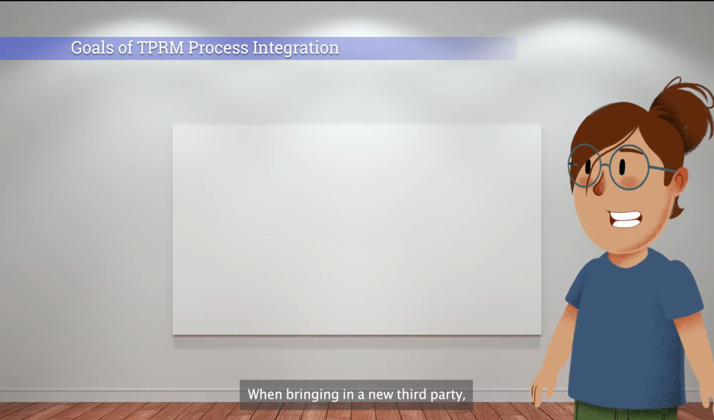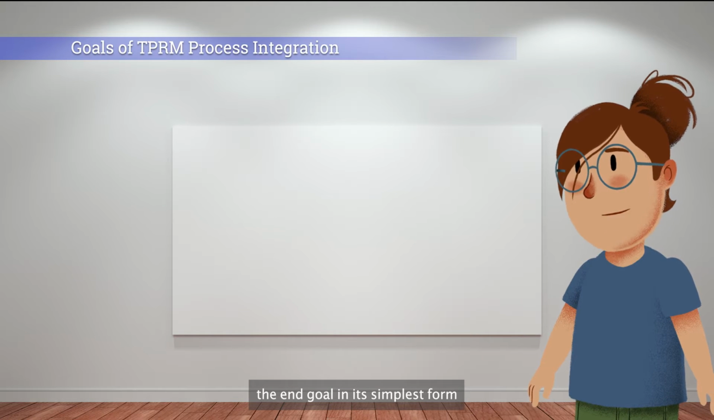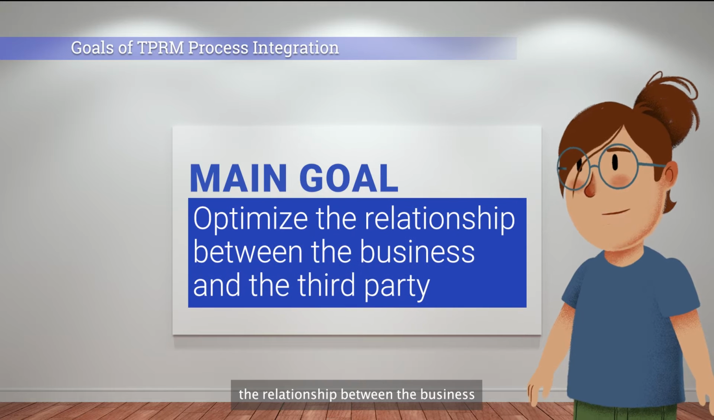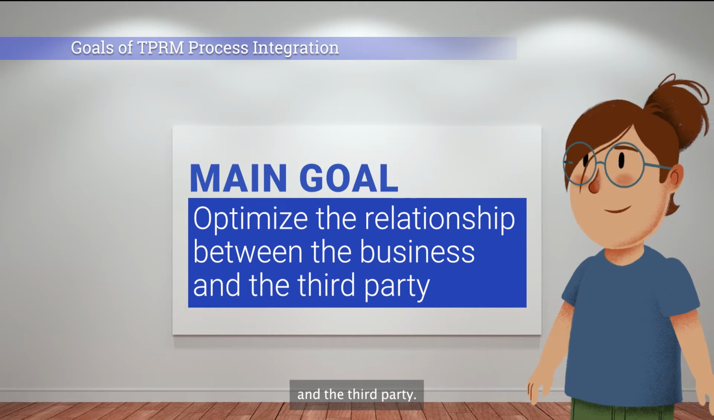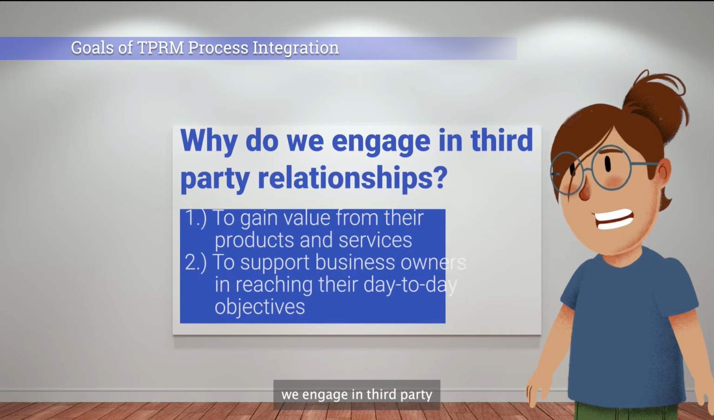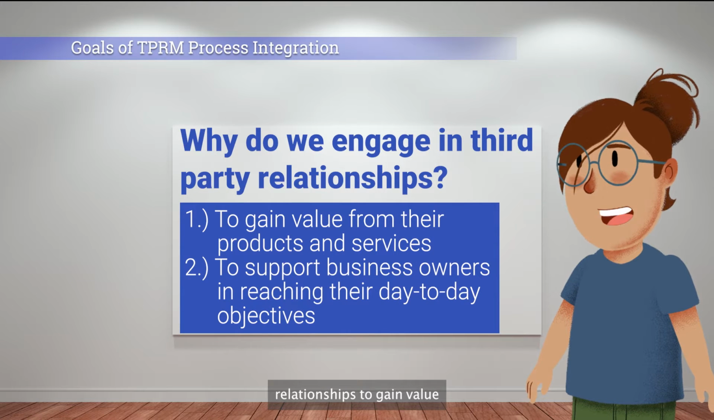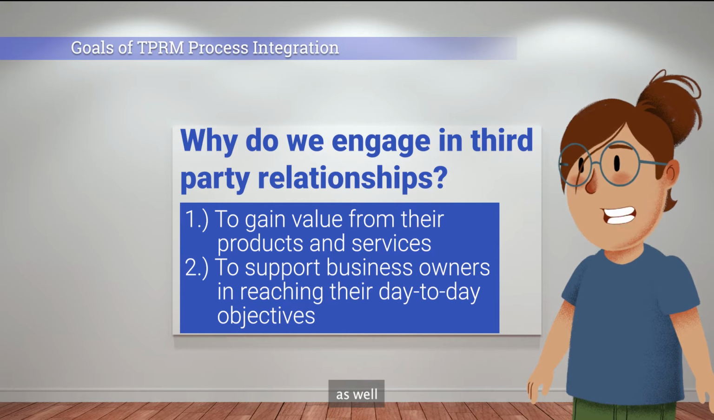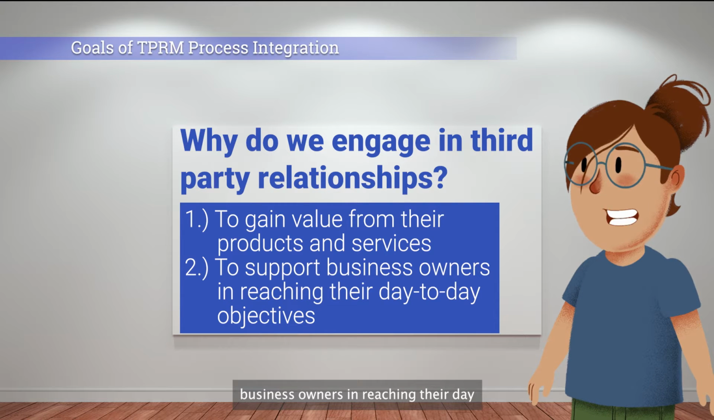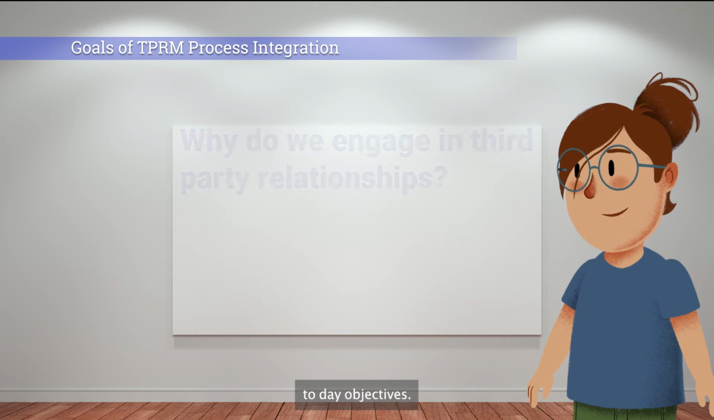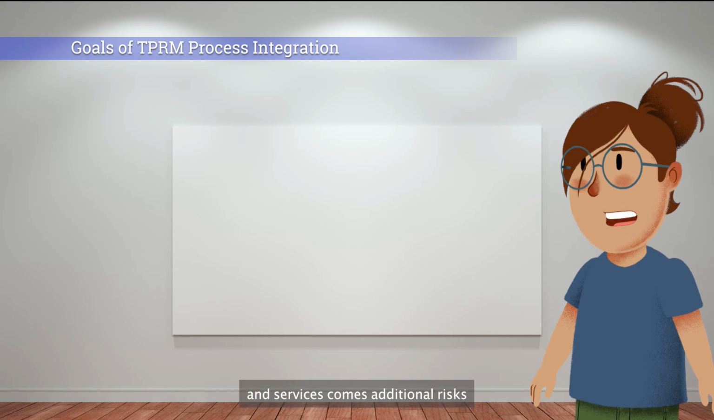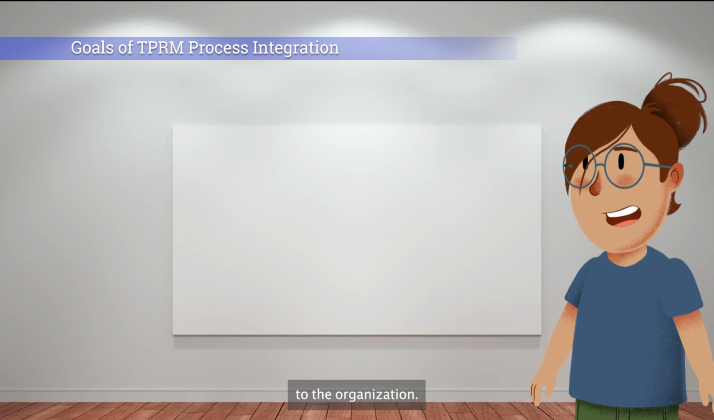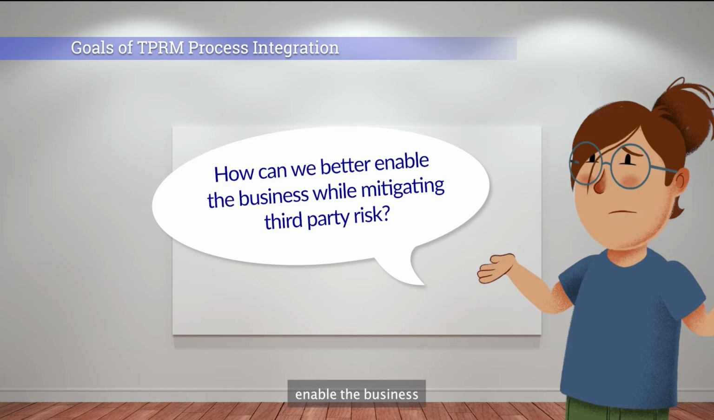When bringing in a new third party, the end goal in its simplest form is to optimize the relationship between the business and the third party. At the end of the day, we engage in third-party relationships to gain value from their products and services, as well as support business owners in reaching their day-to-day objectives. But with the use of third-party products and services comes additional risk to the organization. How can we better enable the business while mitigating third-party risk?